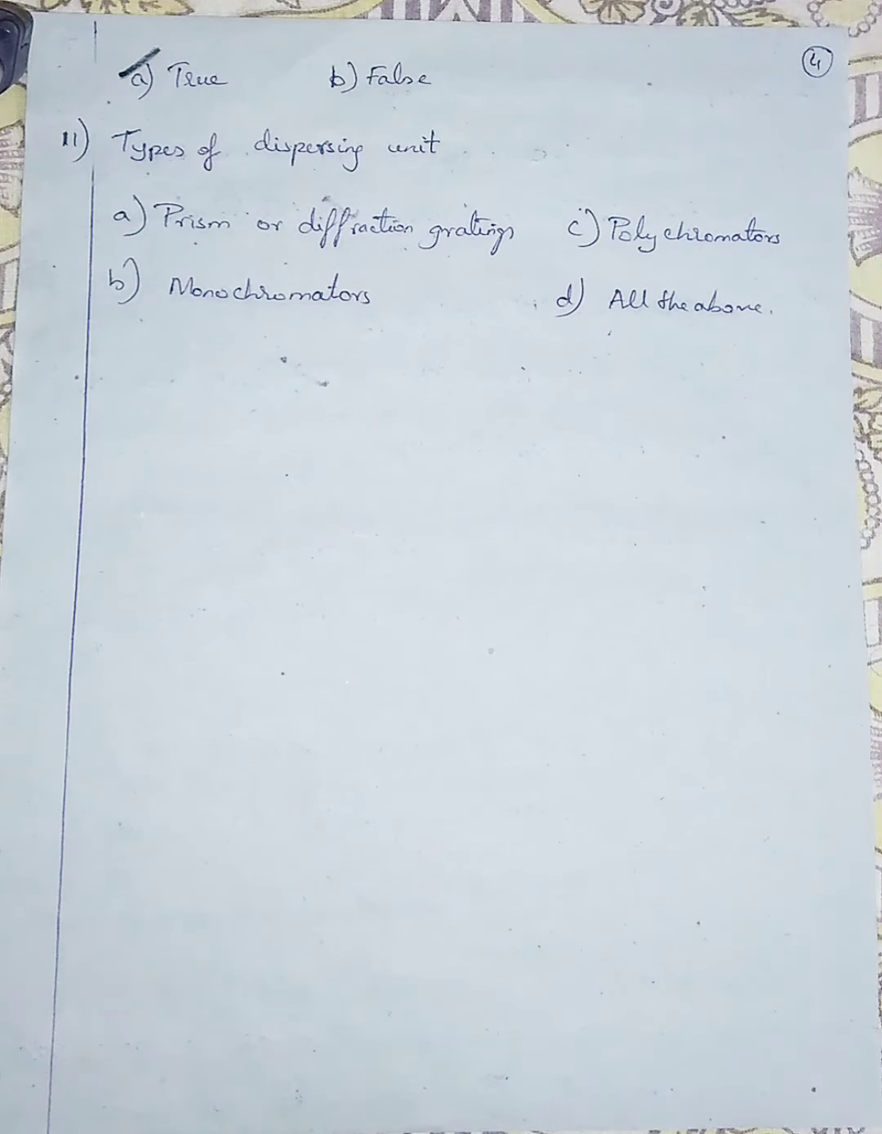Question number 11. The types of dispersing unit are. What are the types of dispersing unit? Option A is prism or diffraction gratings. Option B, monochromators. Option C is polychromators. Option D is all the above. Prism or diffraction gratings is a type of dispersing unit. Monochromators is a type of dispersing unit. Polychromators is a type of dispersing unit. So I'm going with option D, all the above.